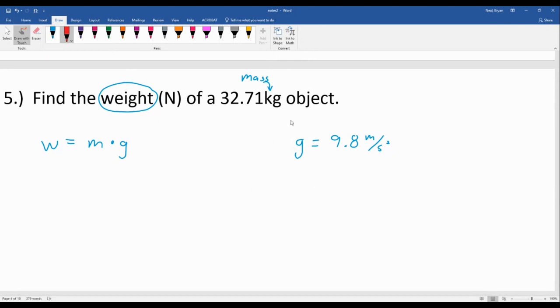When we put those together, mass and gravity, then we can get weight, and weight is a special type of force, so it's measured in newtons. Probably guess who that's named after, but we'll talk about that more later.